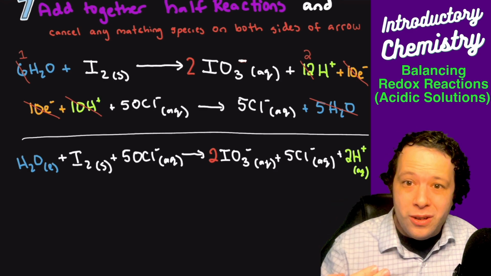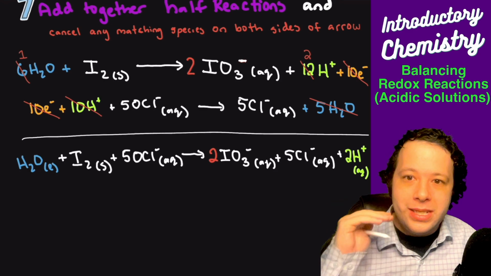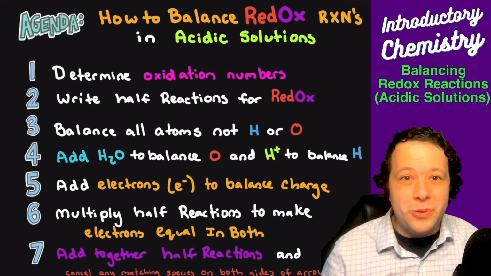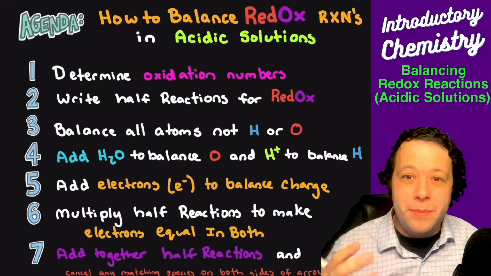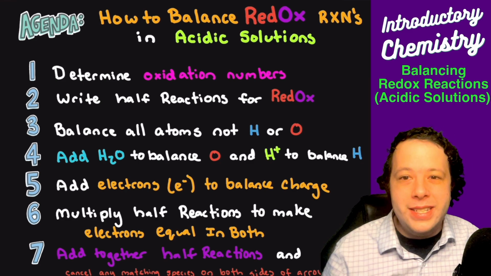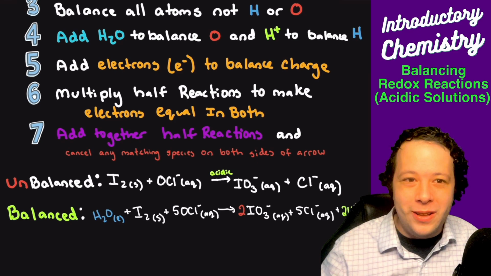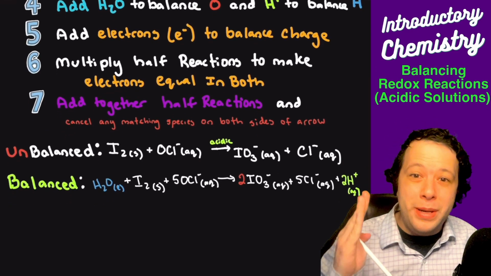It was very long, right? It's a lot of steps. So let's take a look and summarize all what we just did. All right, that's our video, right? So this is all those different steps that we had to go through. And you could see that it was a lot, right? Especially when we started with the following unbalanced equation and we balanced it.